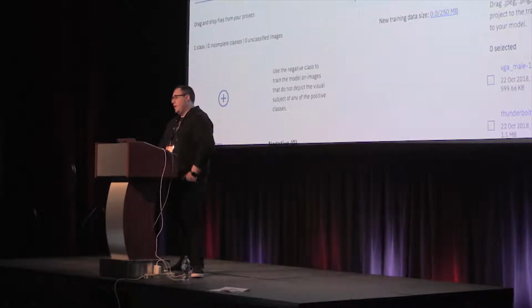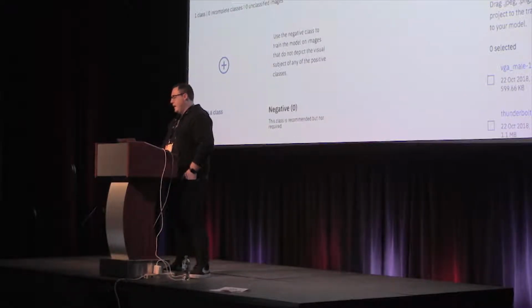So first, we can rename it. Instead of calling it default custom model, we'll call it connectors model. And now you can see on the right-hand side, we have all of the assets that we just uploaded. And then we have in the middle an area where we can create classes.